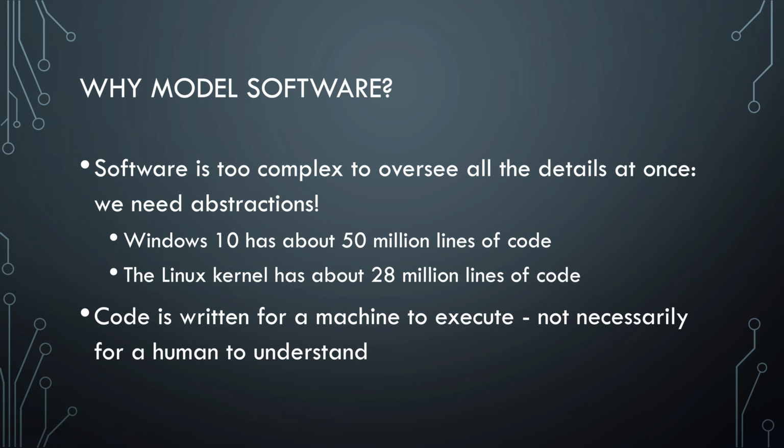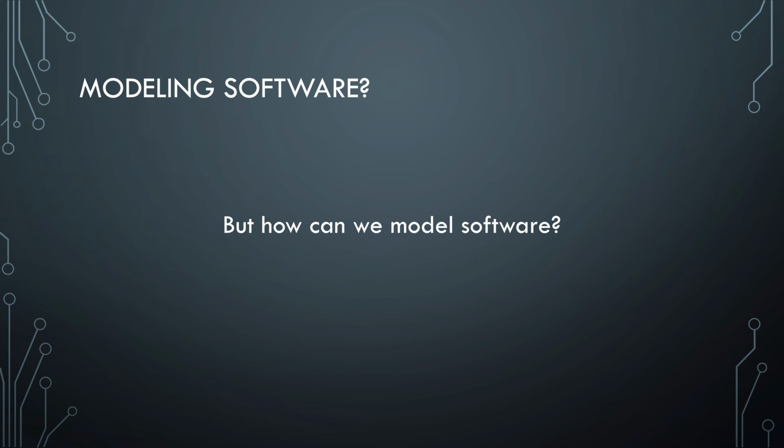Why do we model software at all? Software is highly complex, and after a certain point, it's no longer possible to have a grasp on all the details. You need abstractions. Operating systems, for example, have many million lines of code. And in the end, code is written for a machine to execute, not necessarily for a human to understand. So, how can we model software then?